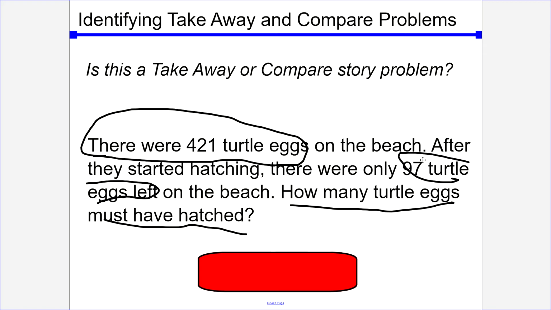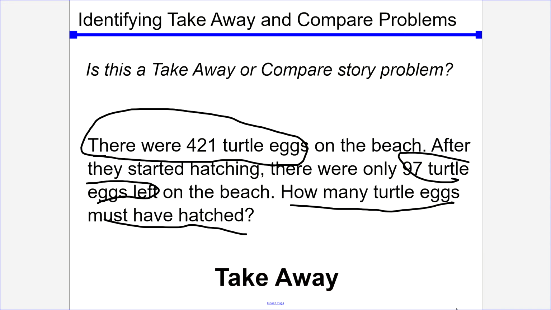Takeaway or compare? This is a takeaway problem because there is a takeaway action. There's one amount, the amount of turtle eggs on the beach, and then the takeaway action, eggs hatching, started. Eggs hatching occurs, and the amount of turtle eggs left decreases. This is clearly a takeaway problem because there is a takeaway action. Excellent job identifying story problems with me today.